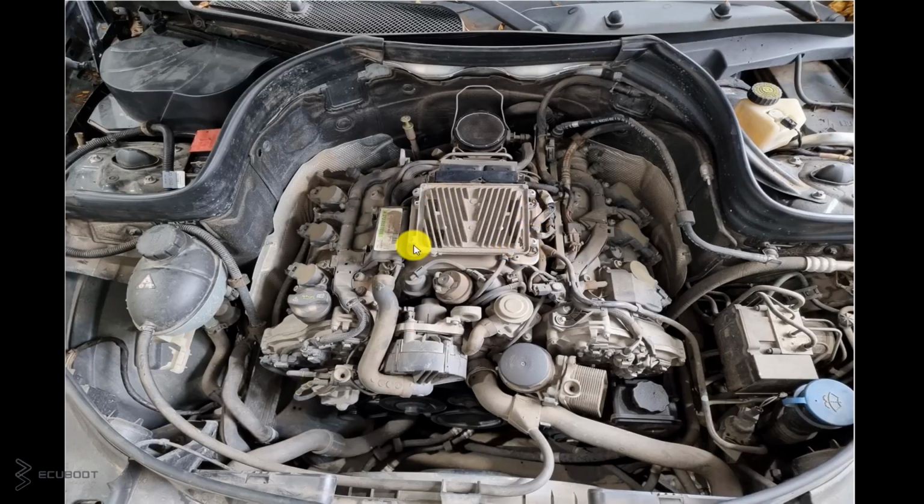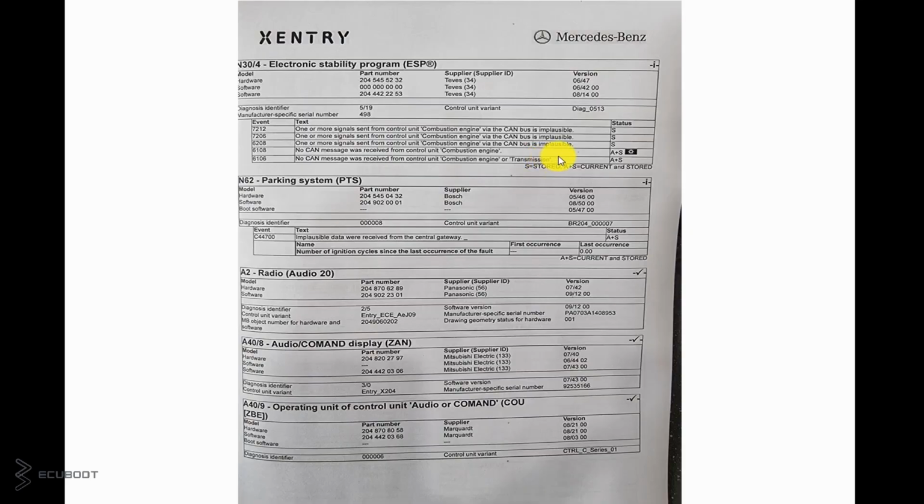As you can see, this is a V6 272 engine, and here's its ECU, which is situated on the tumble flap. After Xentry ran a quick scan, most of the faults are related to the CAN bus system, and we will show you how to fix it.